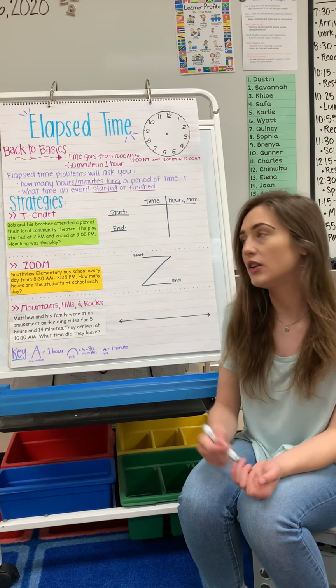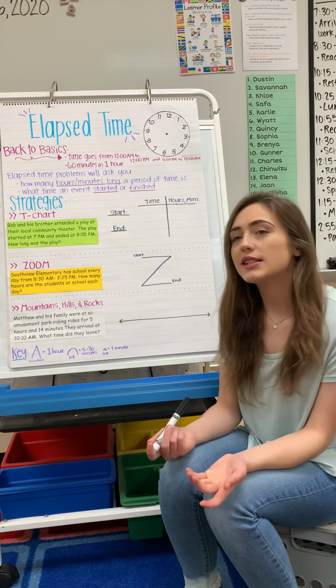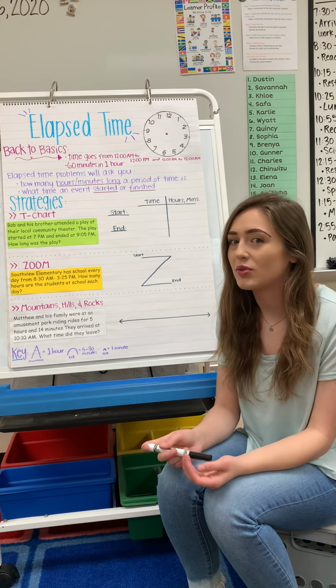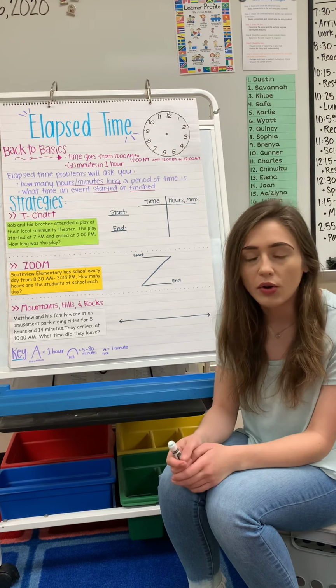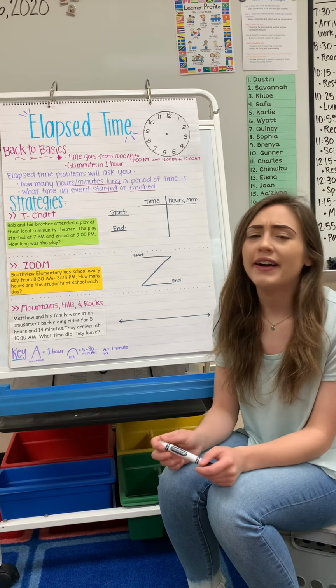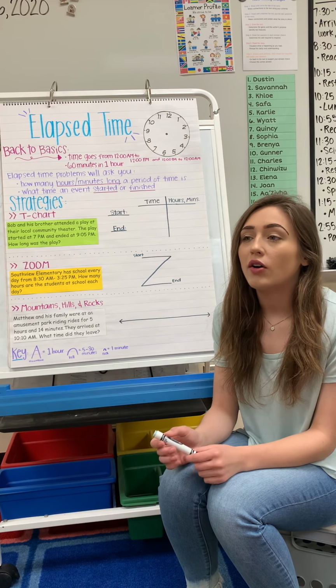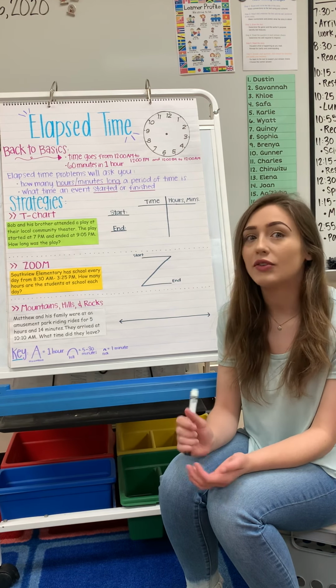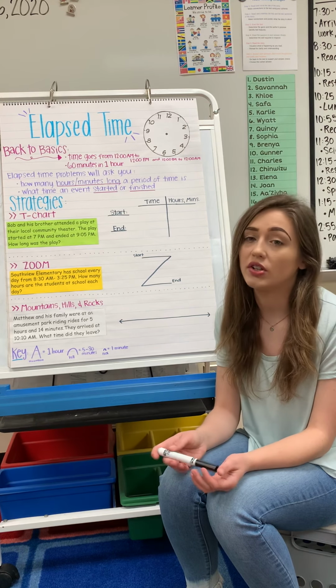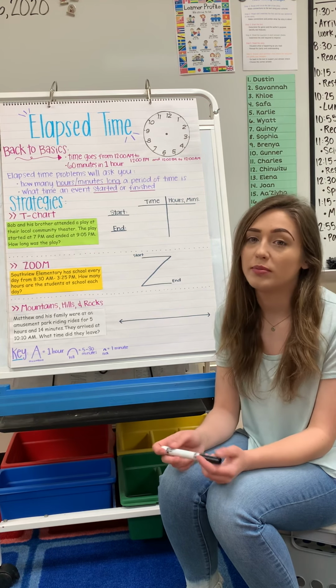I'm going to give a lesson over elapsed time. This is something that I actually don't remember learning in school. It's kind of just something that I think I figured out on my own. The way I do it is kind of weird, but there are actually several strategies that you can use that make it a lot easier. I really wish that I would have known these when I was younger, because I do think it would have helped me a lot.